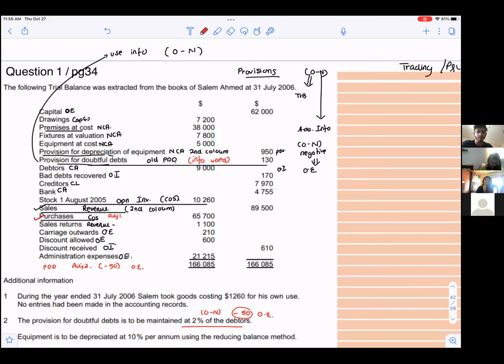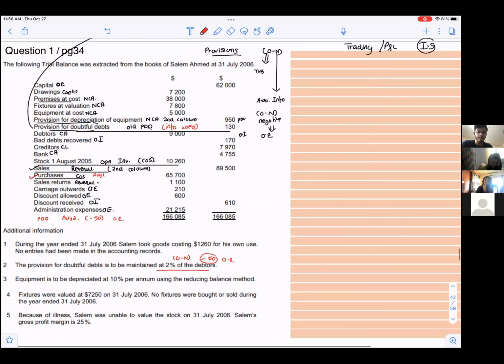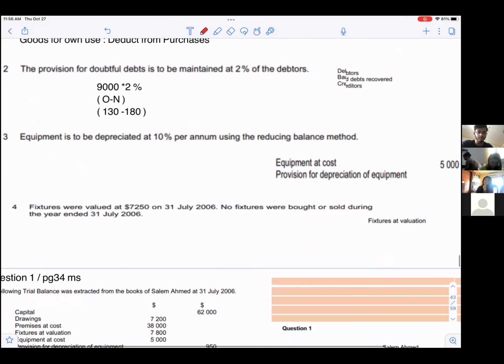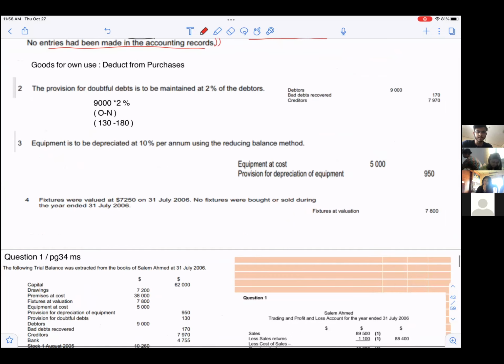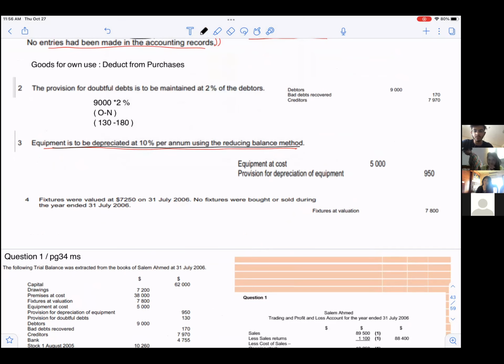Let's do the third adjustment. Who's going to give me the effect of the third adjustment? This is the information in the trial balance related to equipment. I have just removed it and put it over here for ease.